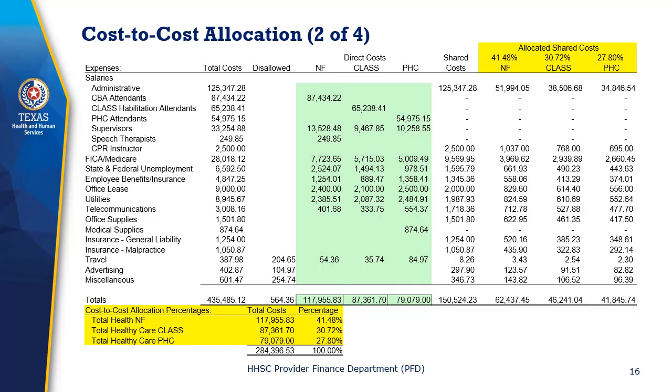The business component of NF in green is summed to $117,955.83, then divided by the sum of all the green, which is $284,396.53, and equals 41.48% in allocated shared costs, highlighted in yellow.